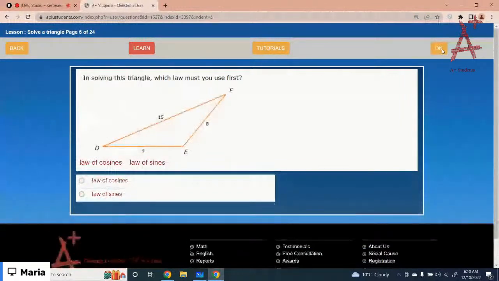Okay. In solving this triangle, which law must you use first? Again, you are given all three sides. So which option is the correct one? You are given all three sides. So you must use the cosine law first. Got it? Because just one of the angles is unknown in this case. So you must use the cosine law first. Got it?